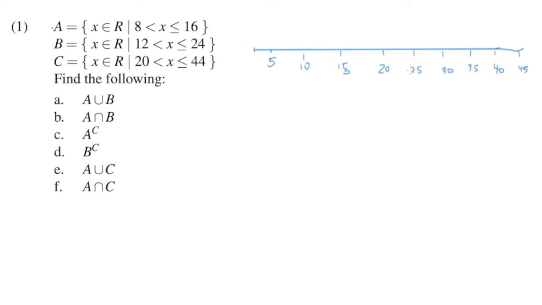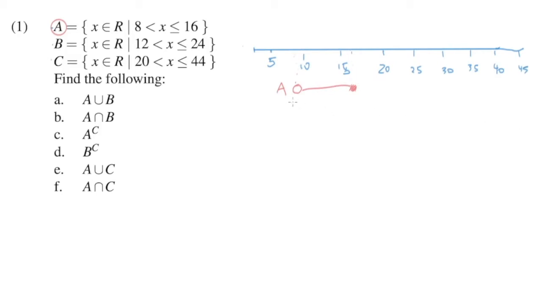Okay, now we have a number line, we can start sketching some of the intervals. So let's start with A, and we'll do it in this orange color. So A starts at 8. It doesn't include 8, so about there. And it goes to 16, and it does include 16.